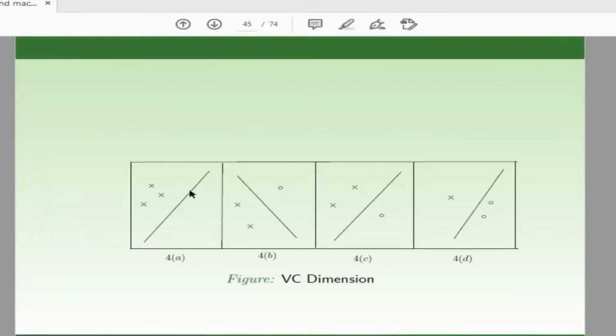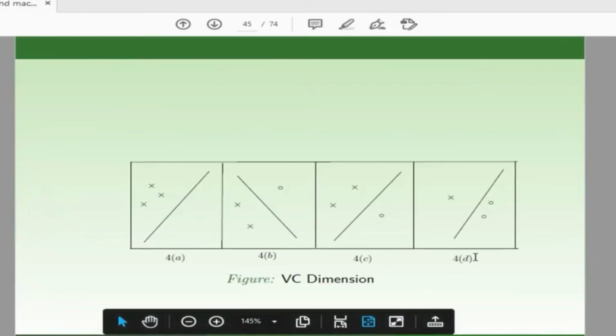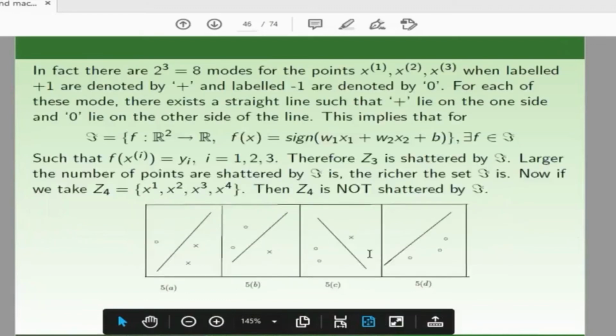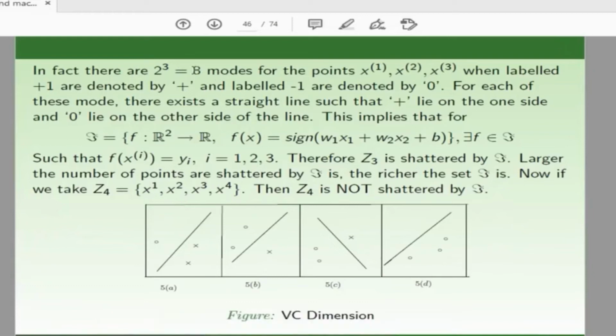So, for example, if you take 3 points here, then there will be 8 possibilities: all positives, 2 positives and 1 negative, 1 positive and 2 negatives, and so on. In this case, there is a hyperplane, there is a hyperplane, and so on, and similarly for the other 4. So for our example, there are 8 possibilities, and for all these 8 possibilities, there will always be a hyperplane which will do the correct classification. And therefore, this family shatters the set of those 3 points, x1, x2, x3.